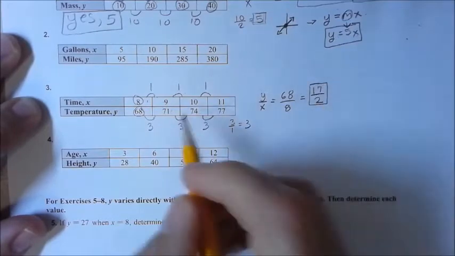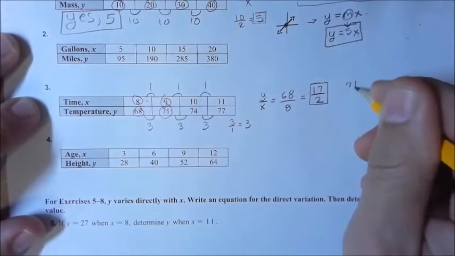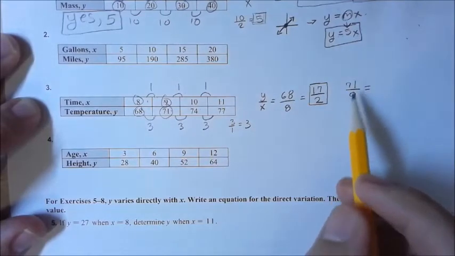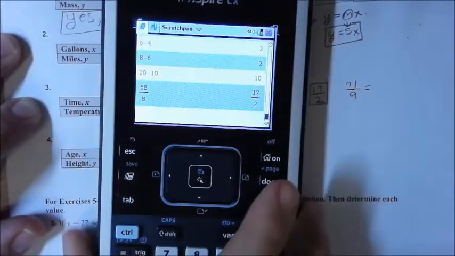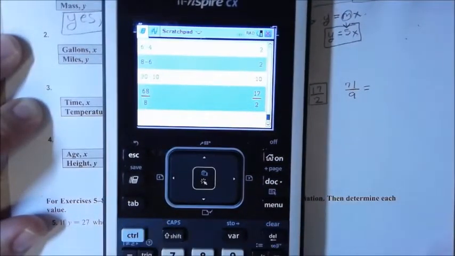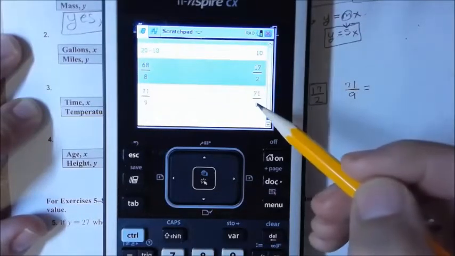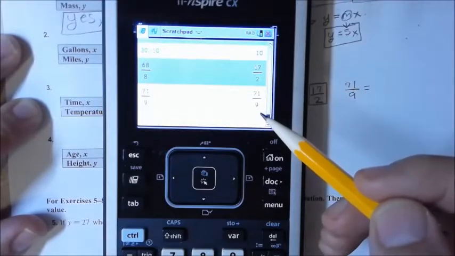So the next point I check is going to be this one right here, 71 over 9. Now remember, if this is direct variation, when I check this ratio, 71 over 9, it should give me this same value, 17 over 2. If it does not, then that tells me it is not proportional, and it is not a direct variation problem. So let's put that in, 71 over 9. Hit enter. Look, it didn't change it. It stayed exactly the same. It can't be further simplified.